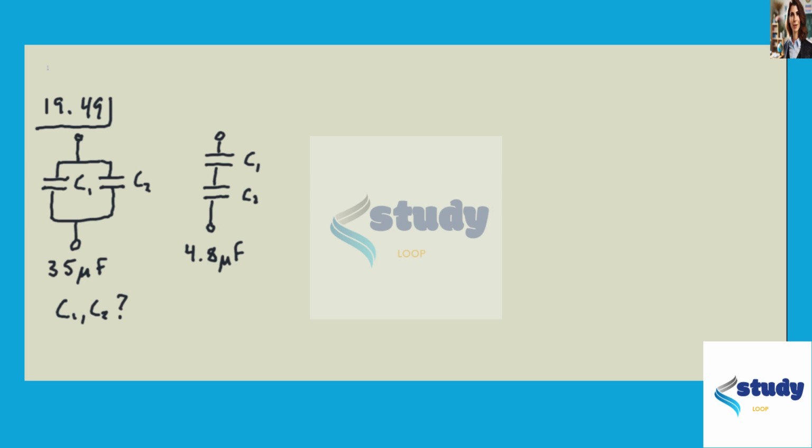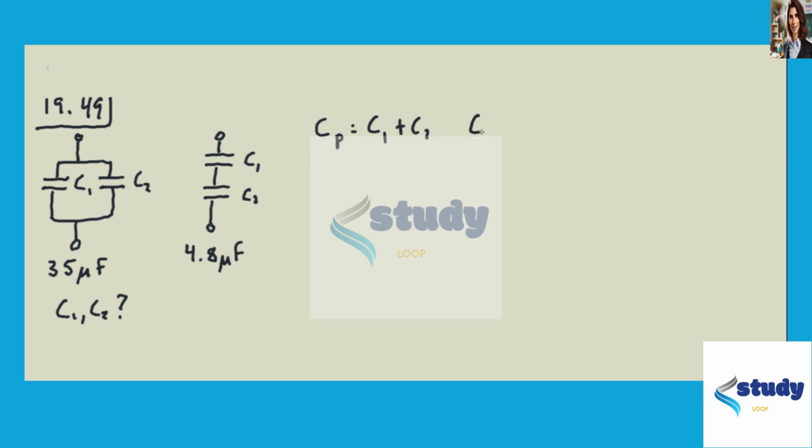19.49. So we have two capacitors whose values we don't know, and what we're wanting to find is the value of each of them. In parallel, we're told that they produce a capacitance of 35 microfarads, and in series, they produce a capacitance of 4.8 microfarads. So this is good. We have two situations with two things we don't know, so we should be able to determine both of these.